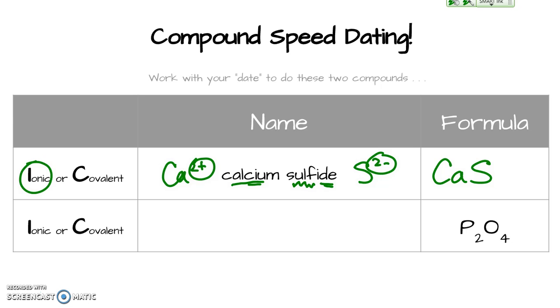Moving down to the second one here, when I look at this, I see phosphorus. That's a nonmetal from the right side of the table, and oxygen, which is a nonmetal from the right side of the table. This, friends, is a covalent compound. So we are going to use the prefix di in front of the phosphorus. So diphosphorus, winged spawn of Satan, and 4 is tetraoxide.